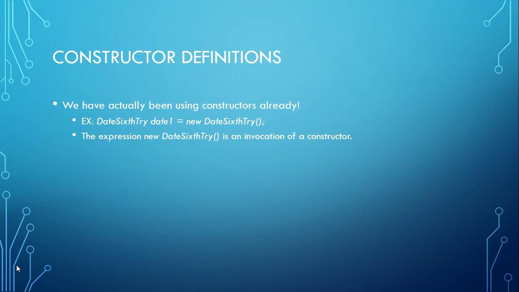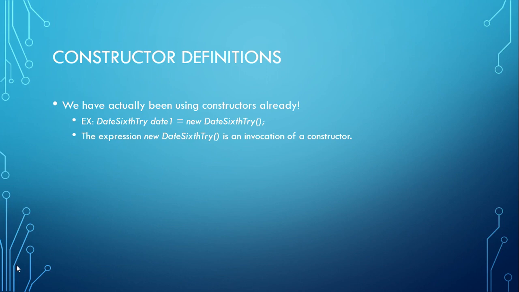Now, we've actually already been using constructors. So, for example, in our last class, we had Date6Try. Date6Try date1 equals new Date6Try. And you've seen this kind of thing already. Like, for example, if I did a Scanner object, Scanner keyboard equals new Scanner(System.in). It's a similar kind of process.